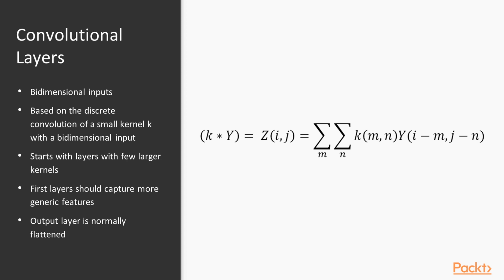A convolutional architecture, in most cases, starts with layers with few larger kernels. In this way, the first layers should learn to capture more generic features, while the following ones will be trained to capture smaller and smaller elements. The output of the last convolutional layer is normally flattened and used as input for one or more fully connected layers.